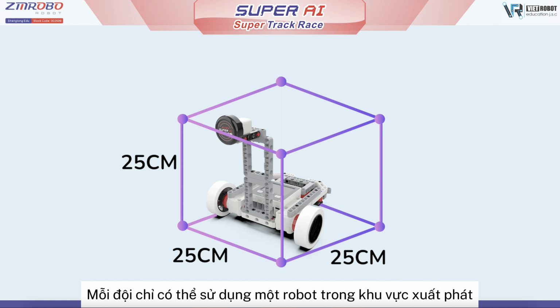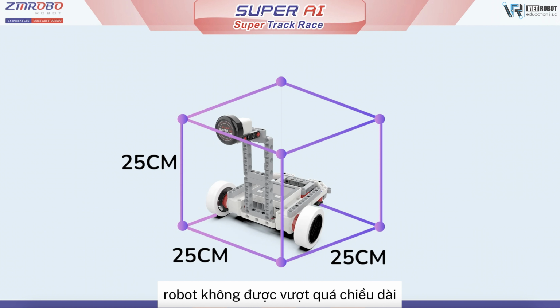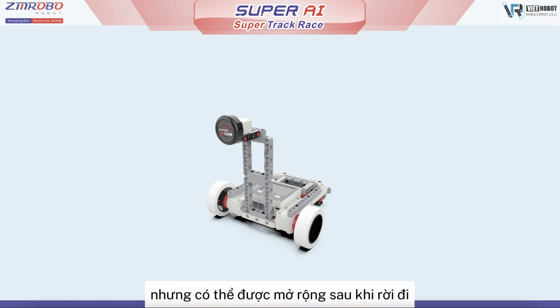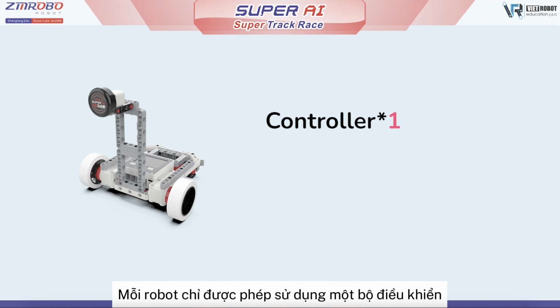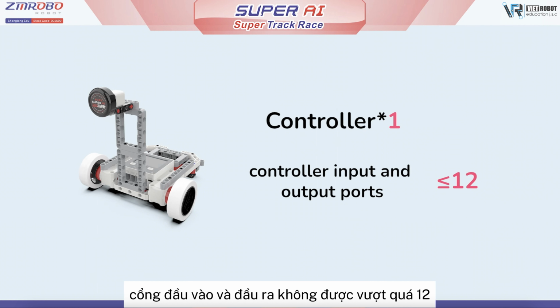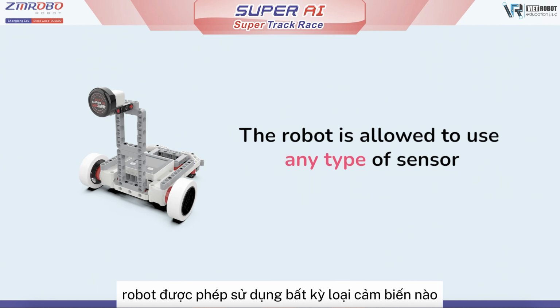In the starting area, the robot must not exceed a length and a height of 25 cm times 25 cm, and must not exceed a width of 25 cm, but can be extended after leaving. Each robot is only allowed to use 1 controller, and the controller input and output ports must not exceed 12. The robot is allowed to use any type of sensor.